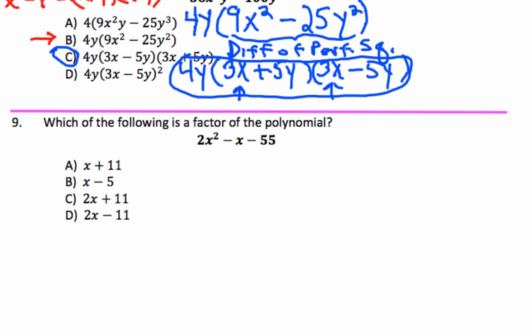In question number 9, you're asked to factor a quadratic trinomial. Now, 2x squared minus x minus 55 is considered to be a quadratic because of the exponent being 2. It's considered to be a quadratic trinomial because we have 3 terms. So the combination gives us a quadratic trinomial.